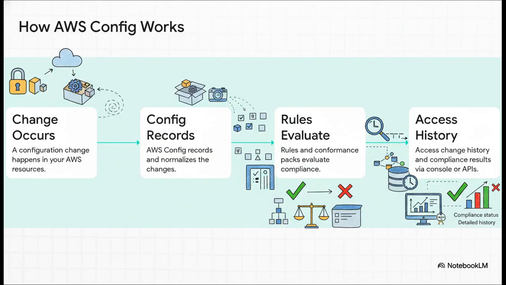So how does it actually work? It's actually pretty simple. It all happens in 4 steps. 1, somebody makes a change to a resource. 2, Config sees this and immediately takes a snapshot of the new configuration. 3, it compares that new snapshot to your rulebook and asks, hey, does this still look right? And finally, step 4, it gives you a report card, a full history of the change, and a clear pass or fail on your compliance rules.